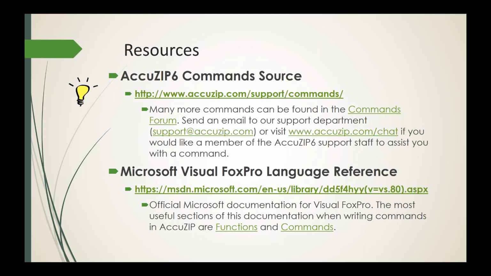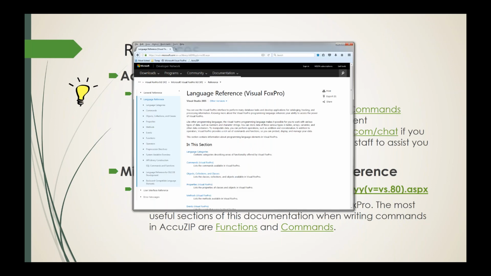So there's a link to that website, and the two main sections on this website that are going to be useful when finding commands in AccuZIP are the functions and commands sections. So from this website, here's what it looks like. We have our sections over here. There's a command section and a function section.